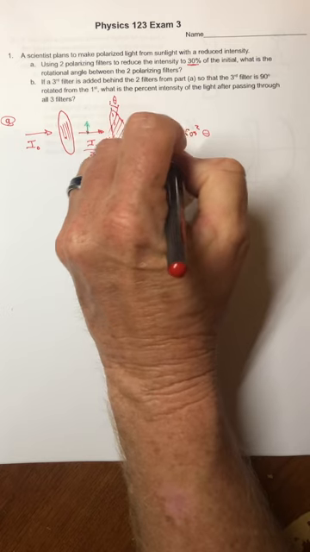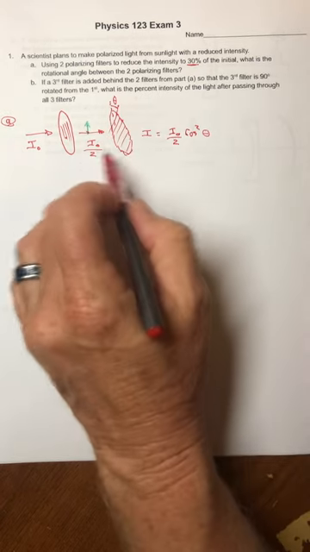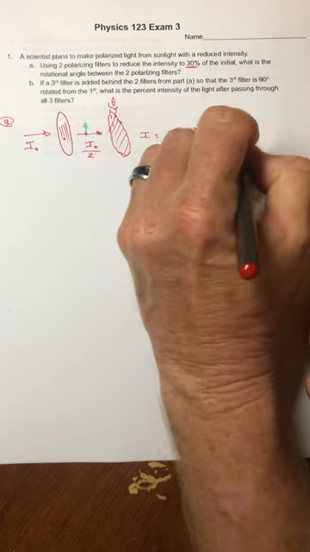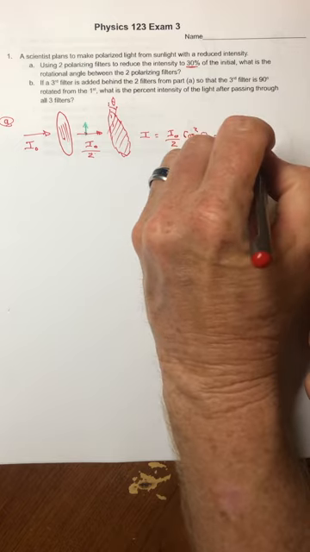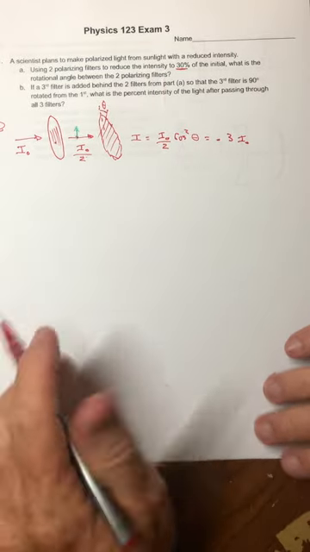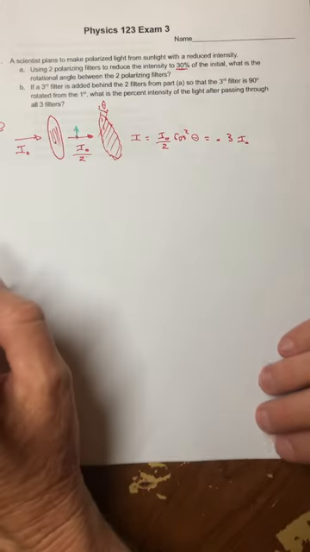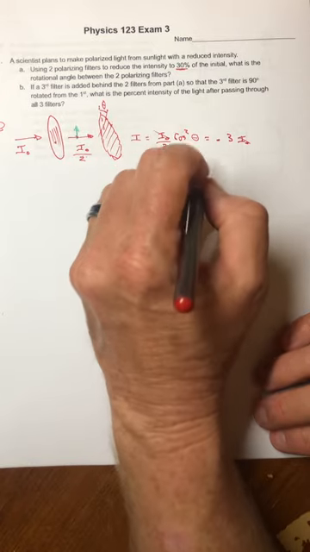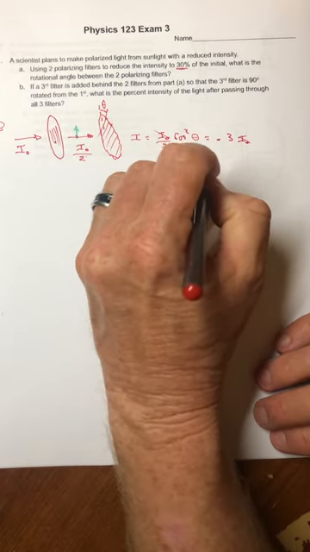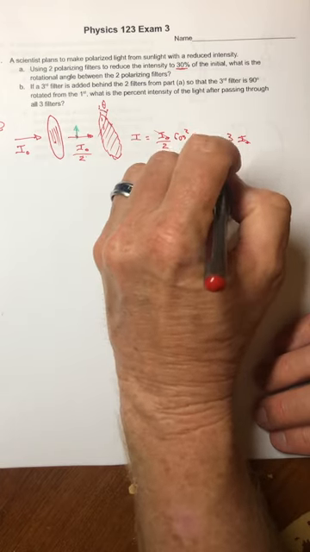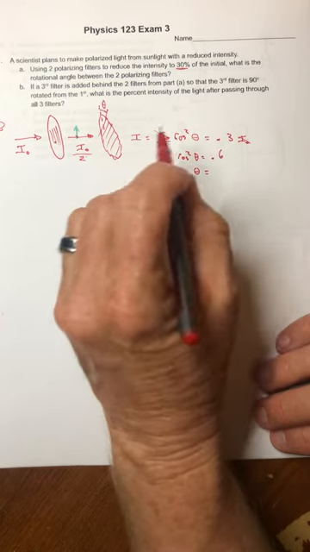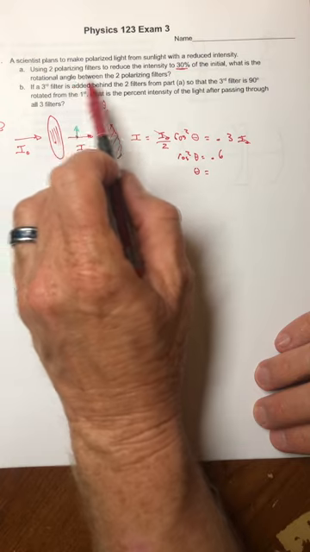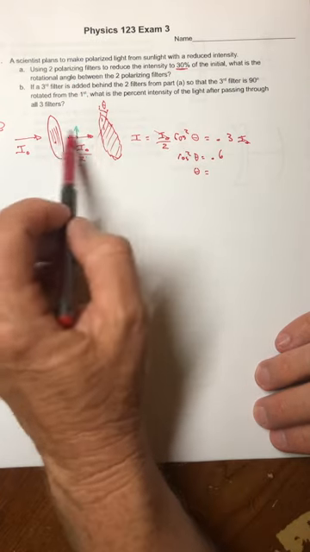Of course, the light hitting the second one has already been reduced by a factor of two from the first one. And this is designed to be 30%, at least that's the goal. That's what 30% of the initial means, which is great because then I can do a little math here and cancel off the initial intensity. I get cosine squared theta equals, moving the 2 over here, 0.6, and then I can solve for theta. That's what this question asks: reduced to 30% of the initial, what is the rotational angle between the two polarizing filters?